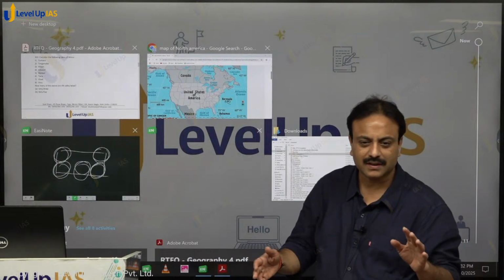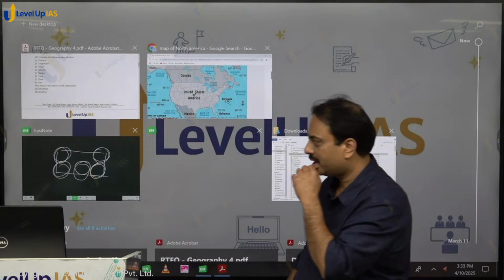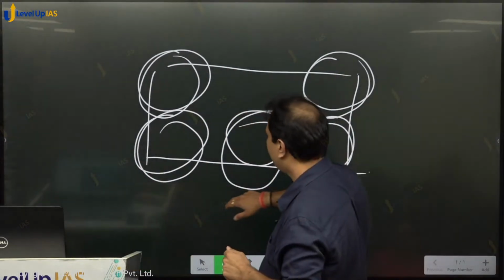Divergence. Is the Rift Valley formed by divergence or convergence? What is the Rift Valley?